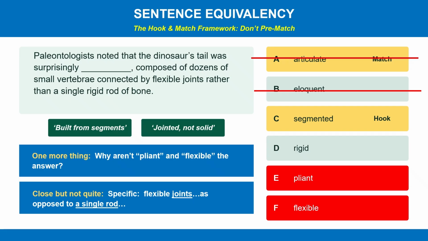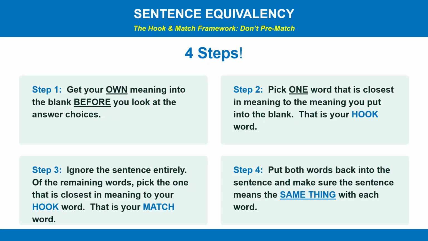They don't really work. They're very specific in the sentence. We need flexible joints as opposed to a single rod. They're saying very specifically, we need something that's segmented, not just flexible. So don't pre-match words. It's a terrible idea. Instead, use these 4 steps and you're always going to get this right.